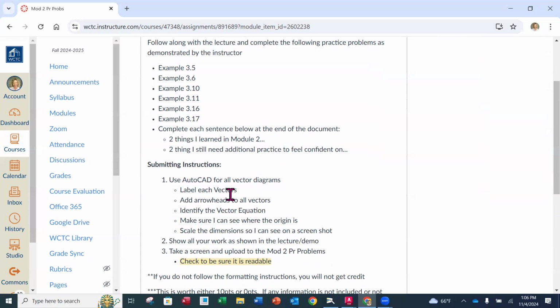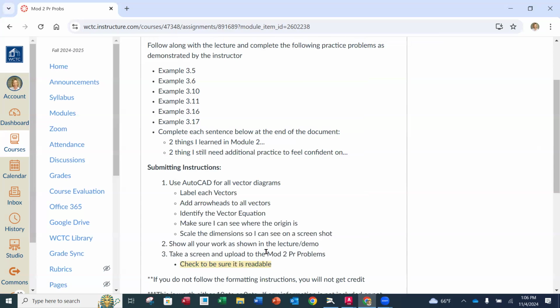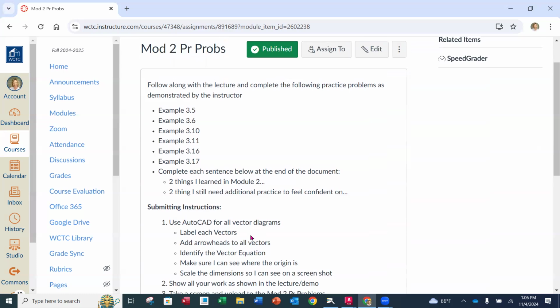Okay, so a couple things to keep in mind. Label each vector, add arrowheads to all the vectors, identify the vector equation, and scale the dimensions so I can see them. Dimensions and labels, actually. Okay. And then here too, just highlighting, be sure it's readable. I hate giving zeros for that. So just take that little second before you hand in to check the file, okay?